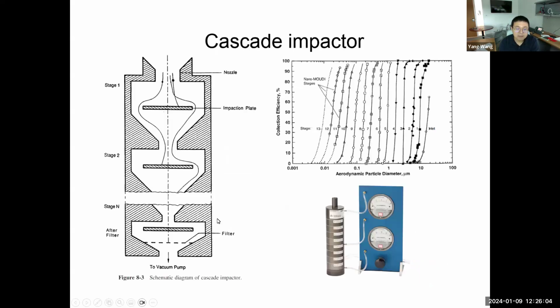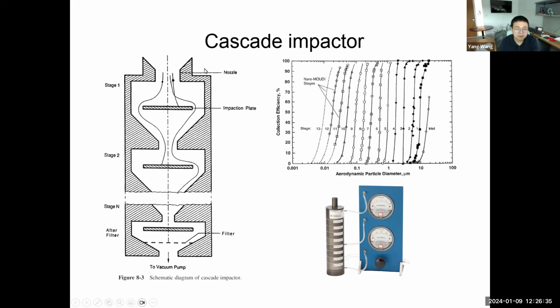And by using this idea, we could build an array of impactors, right? The first one cuts off larger particles and the second one cuts off particles with medium sizes, right? Because they can penetrate through the first impactor, and so on and so forth, until the last stage, which collects the smallest particles. And we call this combination of impactors the cascade impactor.